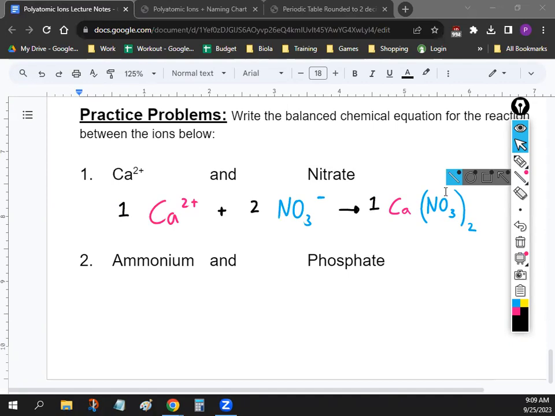Okay, let's do one last problem together before I get you guys started on your assignment. I want you guys to try number 2. These are both polyatomics. So see if you guys can do that with your neighbor. Take about 2-3 minutes, and then we'll go over it together.